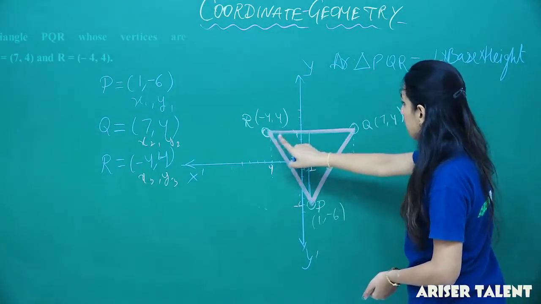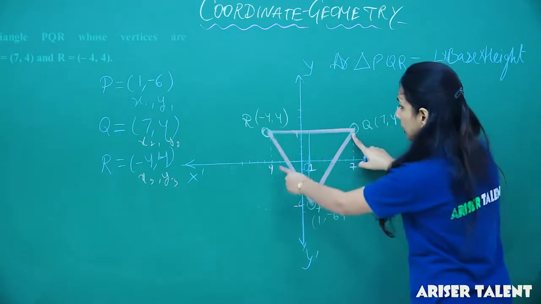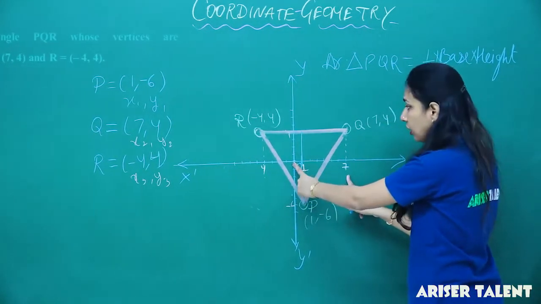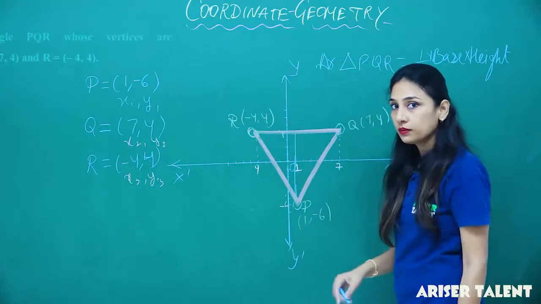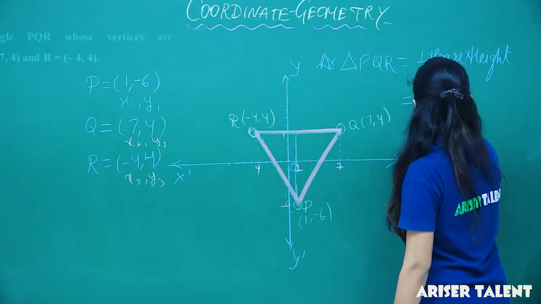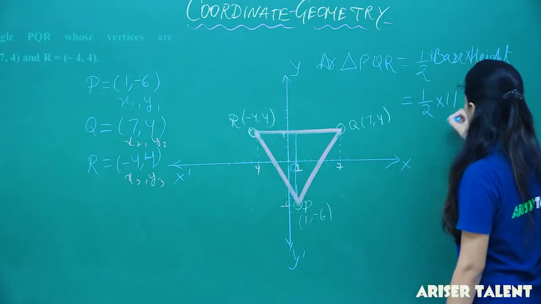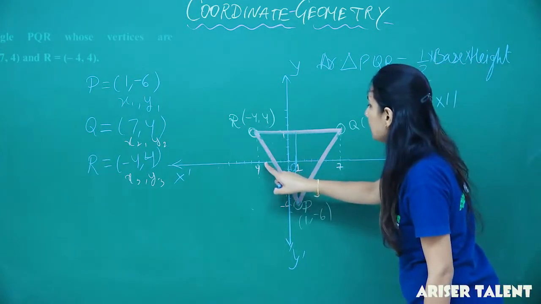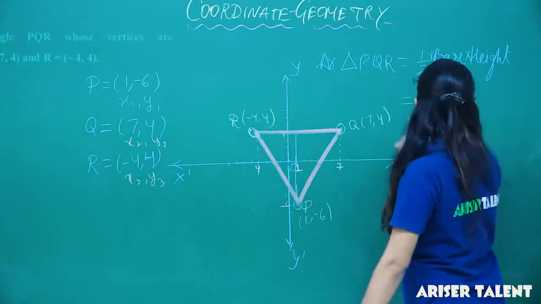Okay, now this is what? This is 4 and this is 7. So 7 from here to here, that is 7. So 7 plus 4 is what? 11. So base is 11. This is 7, 0 to 7 is 7. Now 8, 9, 10, 11. So 11 units. So base is 11.